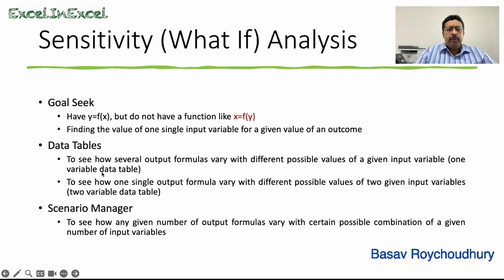Next comes data table. Now, data table can come in two flavors. The first flavor, we call it a one variable data table. In this case, while we are talking of only one input variable, we can have as many output formulas as we want to check. For example, I want to check what my profit is, what my revenue is, what my overhead is, what my tax liabilities are.